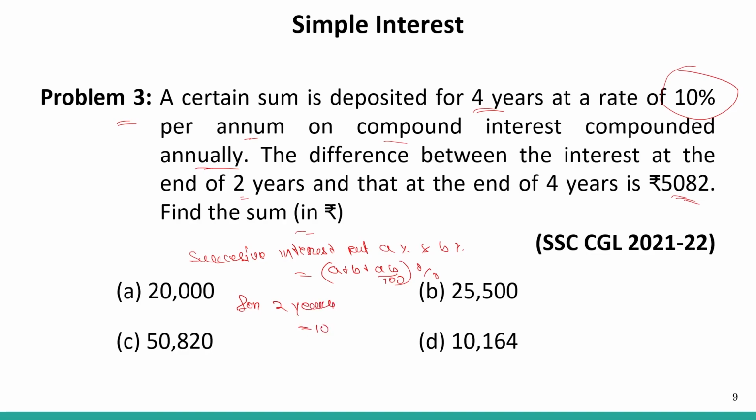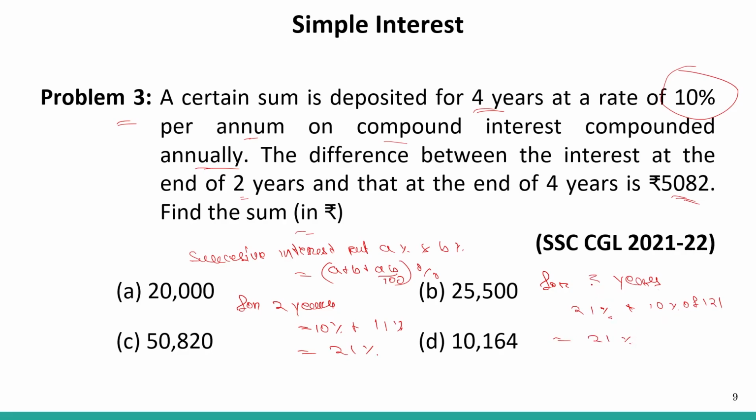It will be 10%, plus 110. So 10% of 110, right? So it will be 11, so 21%, right? And for 4 years it will be what? So 21%, plus 10% of 121, that is equal to 21%.